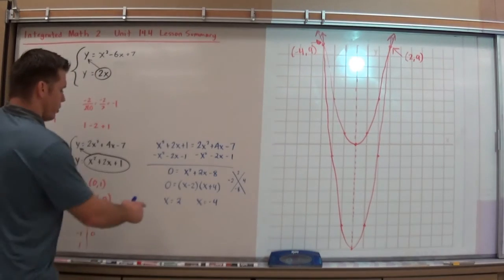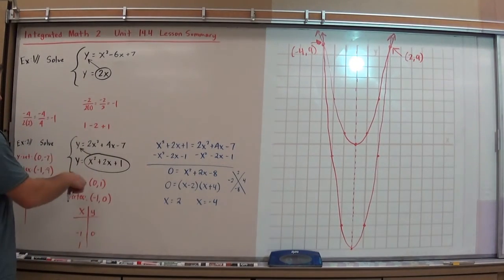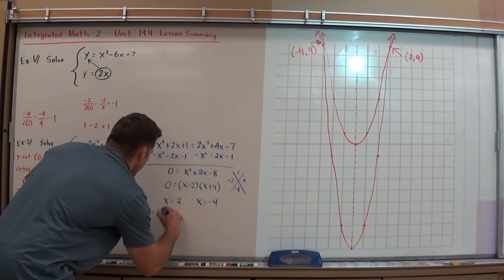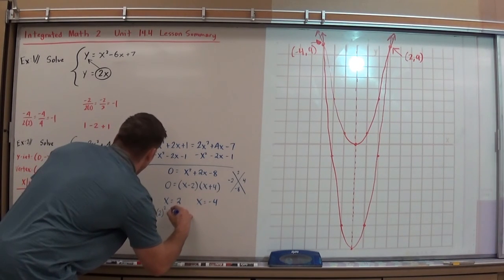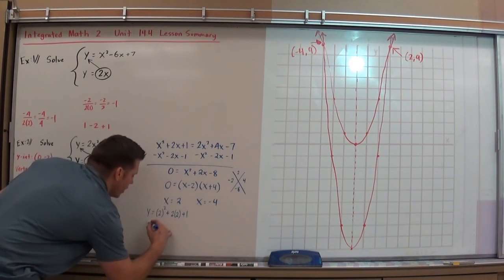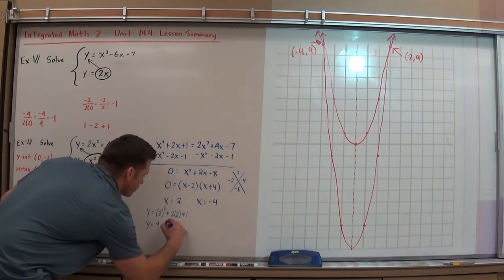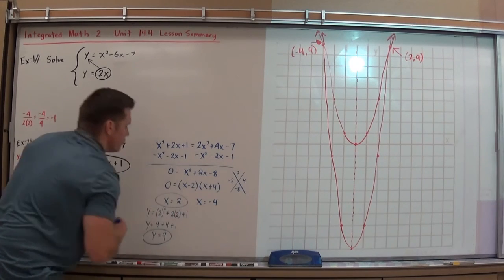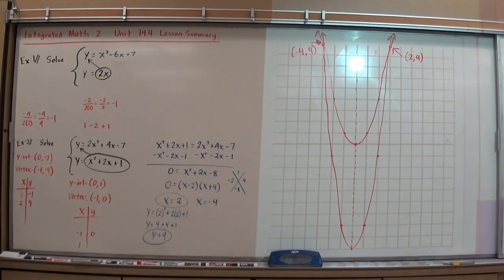And now it's just a matter of plugging these back in to one of these equations. I'm going to choose the bottom one. It looks a little easier. I'm going to plug it in. Y equals x squared plus 2 times x plus 1, so 2 squared plus 2 times 2 plus 1. 2 squared is 4, 2 times 2 is 4, and 1 makes 9. So when x is 2, y is 9 for that one.